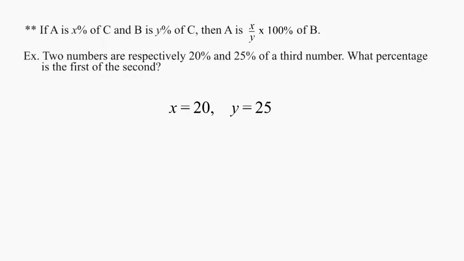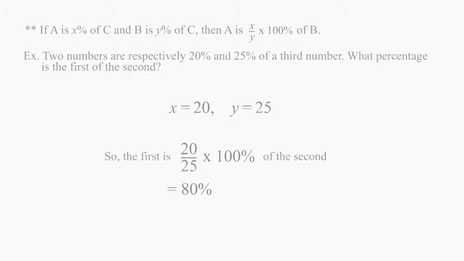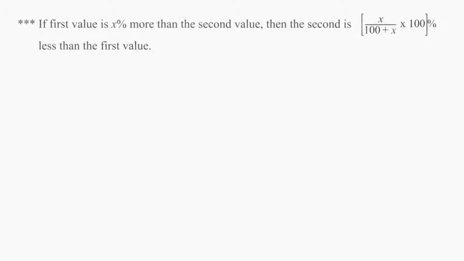Here, x equals 20, and y equals 25. So as per the above rule, we can say the first is 20 by 25 into 100% of the second. On further simplification, we get the first is 80% of the second. So in this way, we can solve such problems by using this rule. Now, let's proceed to the next rule.